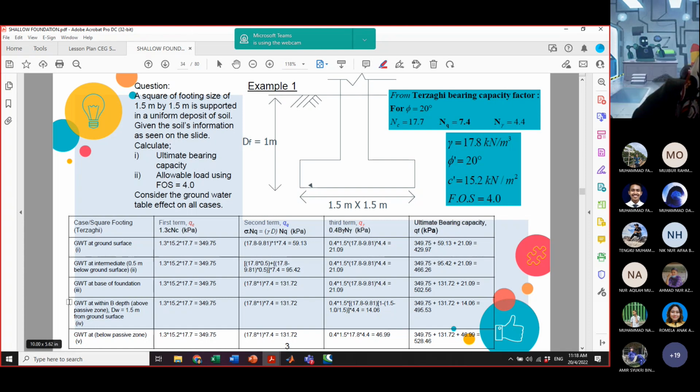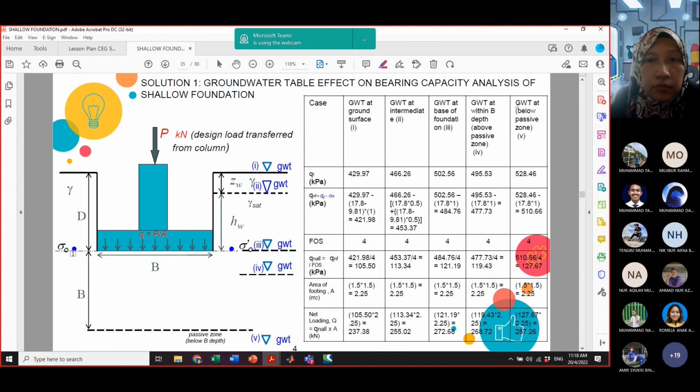Okay, kita pergi ke case pertama kalau you ada textbook. Okay, saya bagi gambaran dulu. Sebab tadi kita ada simple case yang very general, tak ada pun maklumat air tu kat mana kan. Dia hanya bagi footing size apa semua. Okay, P is the design load transferred from column. Okay, case pertama yang mana water table dekat ground surface.